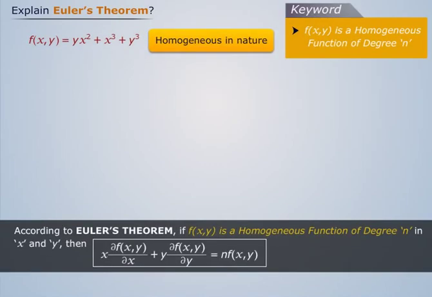Thus, according to Euler's theorem, if f(x, y) is a homogeneous function of degree n in x and y, then. Now let's solve the left-hand side of the above equation for the given function using the conventional partial differentiation method.